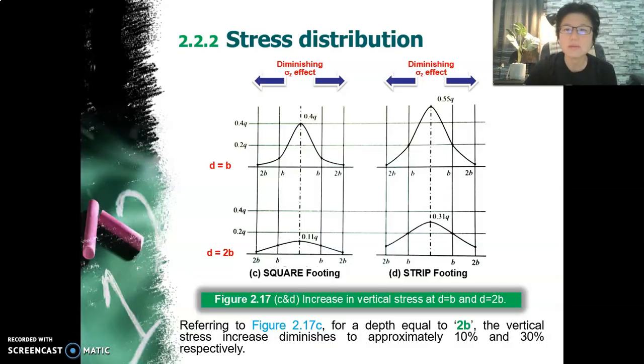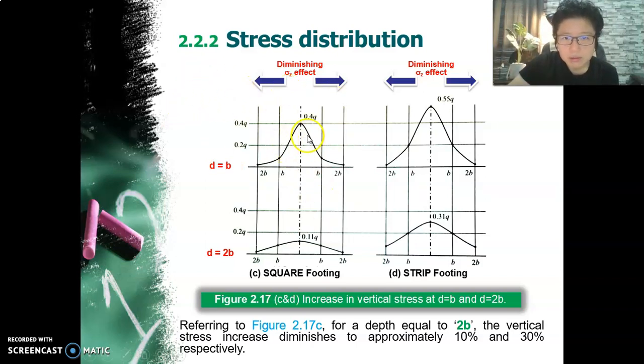So this has been summarized for you in a diagram here. You can see, similarly, this is the horizontal distance away from the center line of your foundation, and this is for depth D equals to B, this is for depth equals to 2B, further down. Alright, square footing, strip footing is corresponding to the previous diagram. So just look at the square one. As you go further away, when D is equals to B, you are considering a depth that is at B distance away from the base of the foundation.